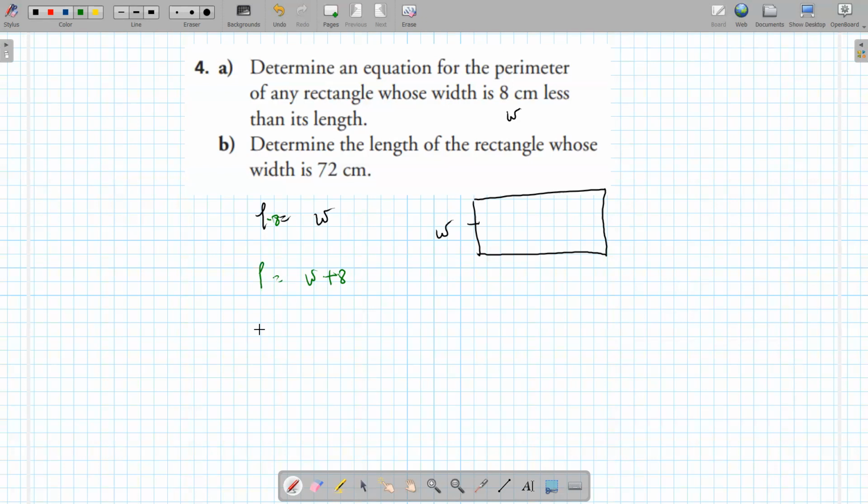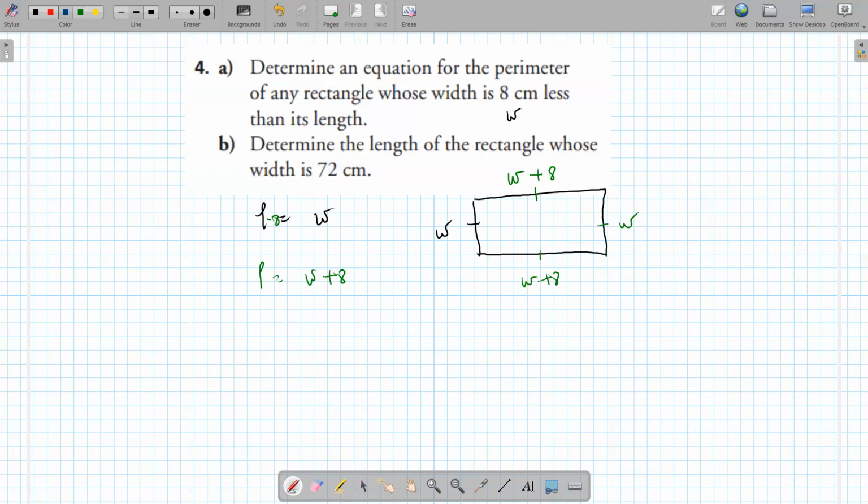Why is this important? Because we want to deal with one variable, especially when it comes to solving an equation, which part B will be. So therefore, the length is going to be W plus 8. Cool? So that means this is going to be W plus 8. This is going to be W here because it's a rectangle.